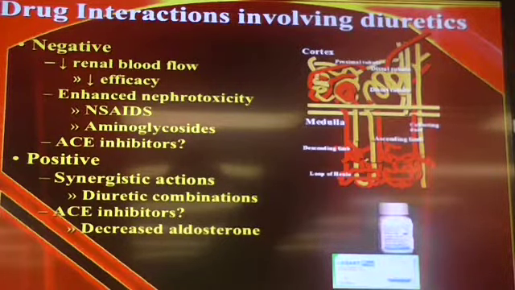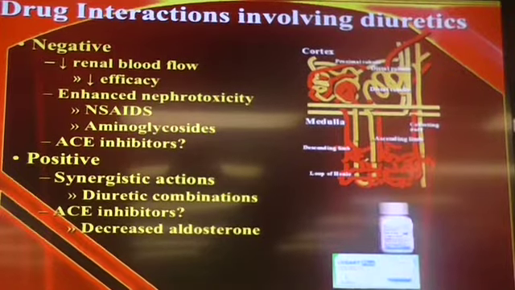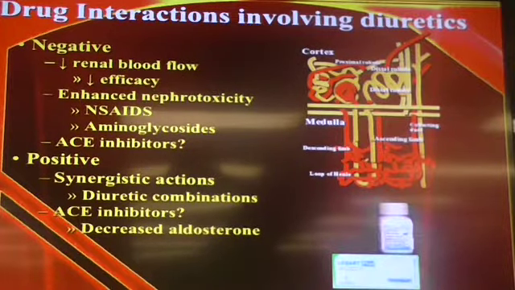And so as a general rule of thumb, if you are administering a drug that causes nephrotoxicity, you want to not use a diuretic, just because it will enhance it. And there are lots of examples. Non-steroidals are a good example. Aminoglycosides, which you'll get next year, those are nephrotoxic drugs.